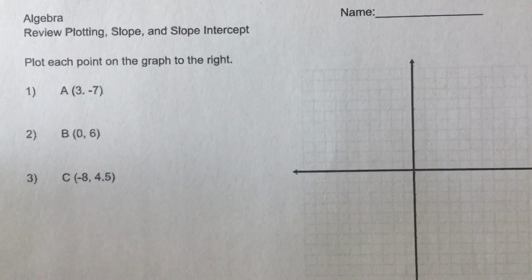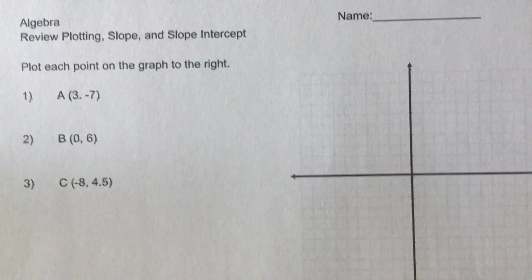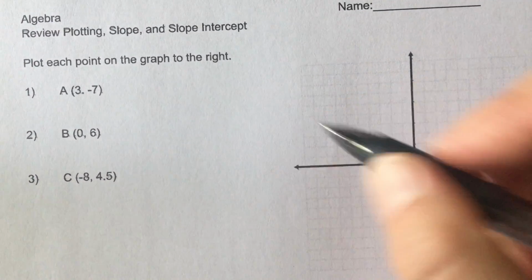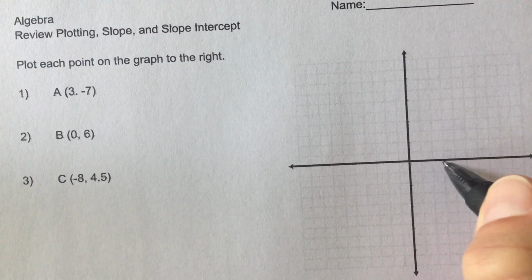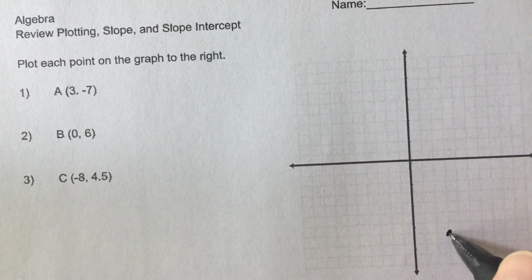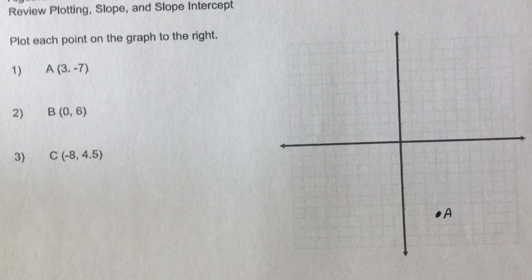All right, this is our review of the week here. And the first one wants you to plot points at these values. So 3, -7, you should have gone over 1, 2, 3, and down 1, 2, 3, 4, 5, 6, 7. Again, if you can count, you can plot points.